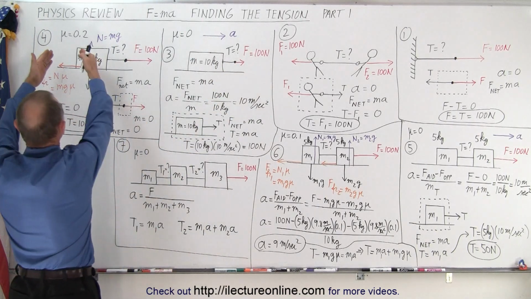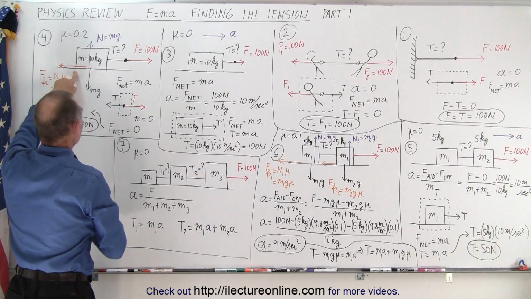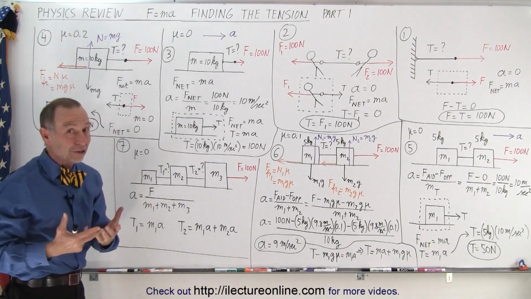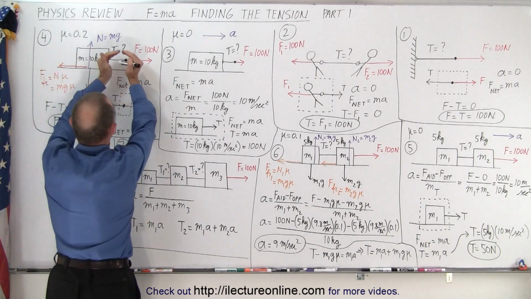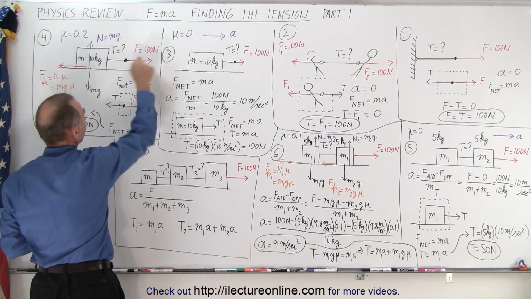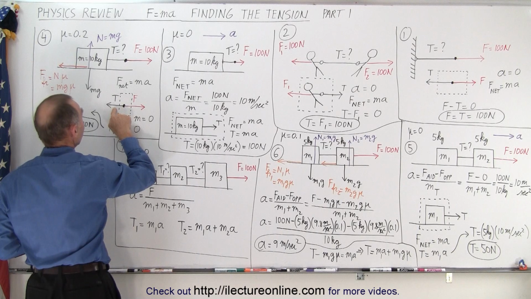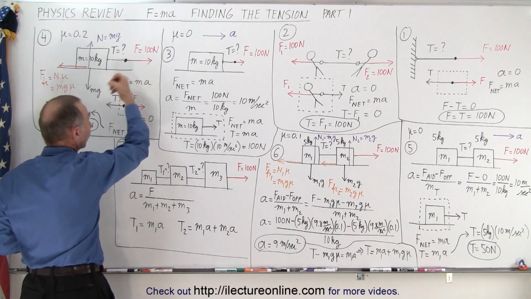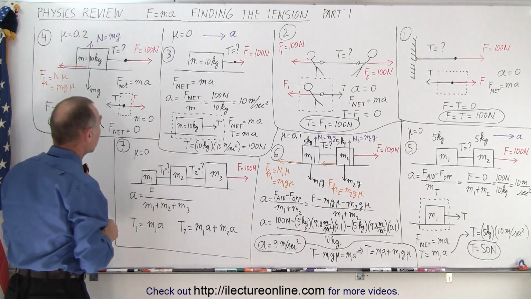So what if there's friction and we have an additional friction force here? Does that make any difference? The answer is no. We can just isolate what goes on right here. We can simply say that there's a force pulling to the right, 100 newtons, a tension pulling to the left relative to that point where the force is attached to the rope.